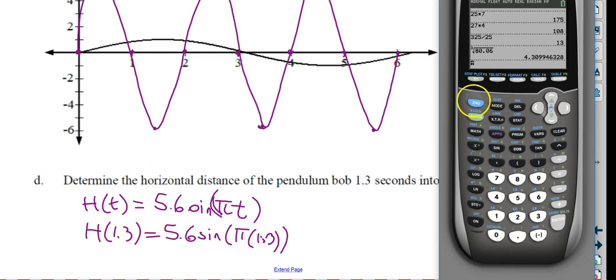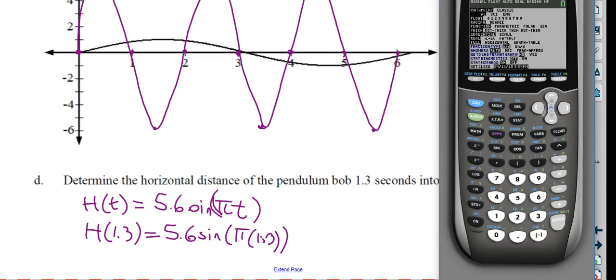Turn it on. No, wait, I want clear. Clear. Mode, what's mode got to be? Radians, okay. So make sure you're in radians, right? You have to be switching back and forth between radians and degrees, right?